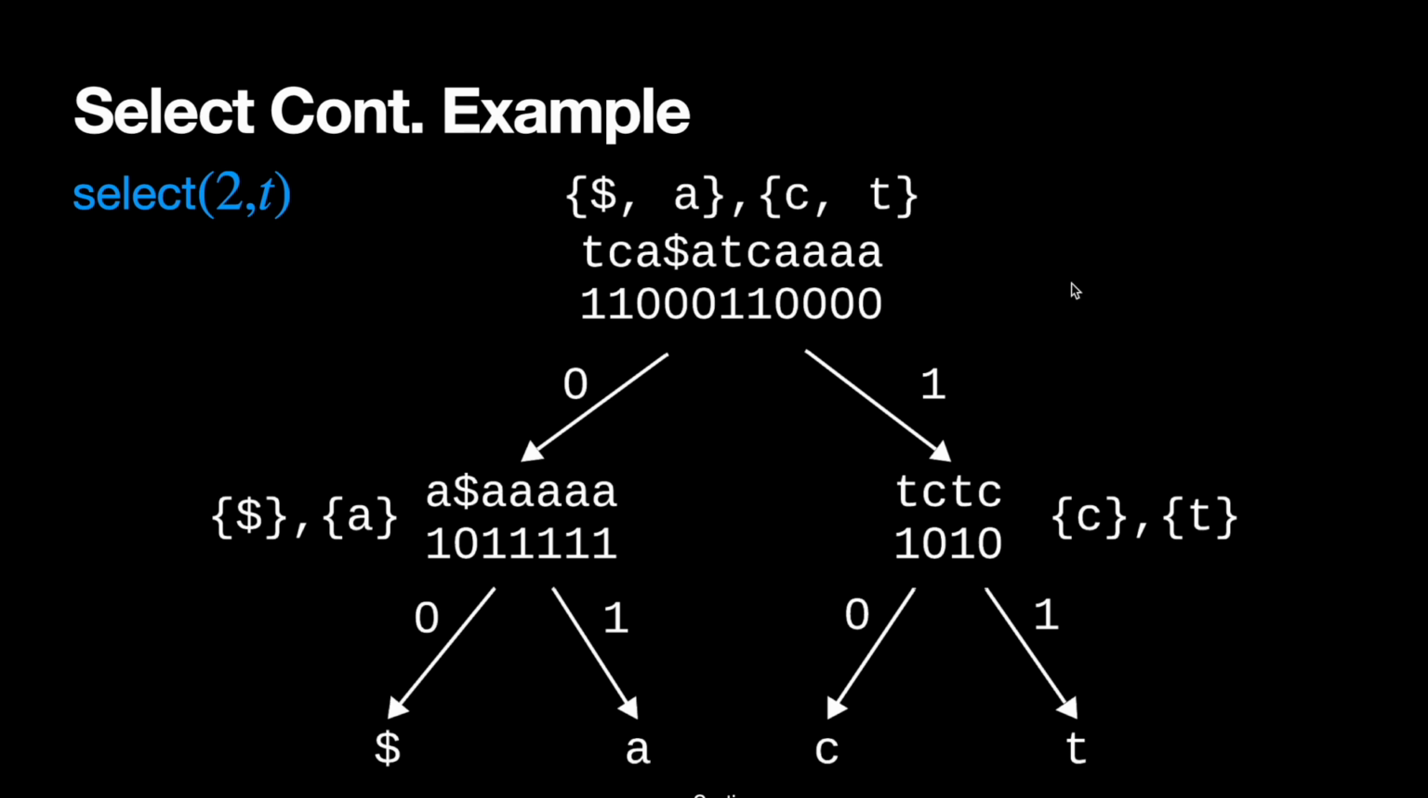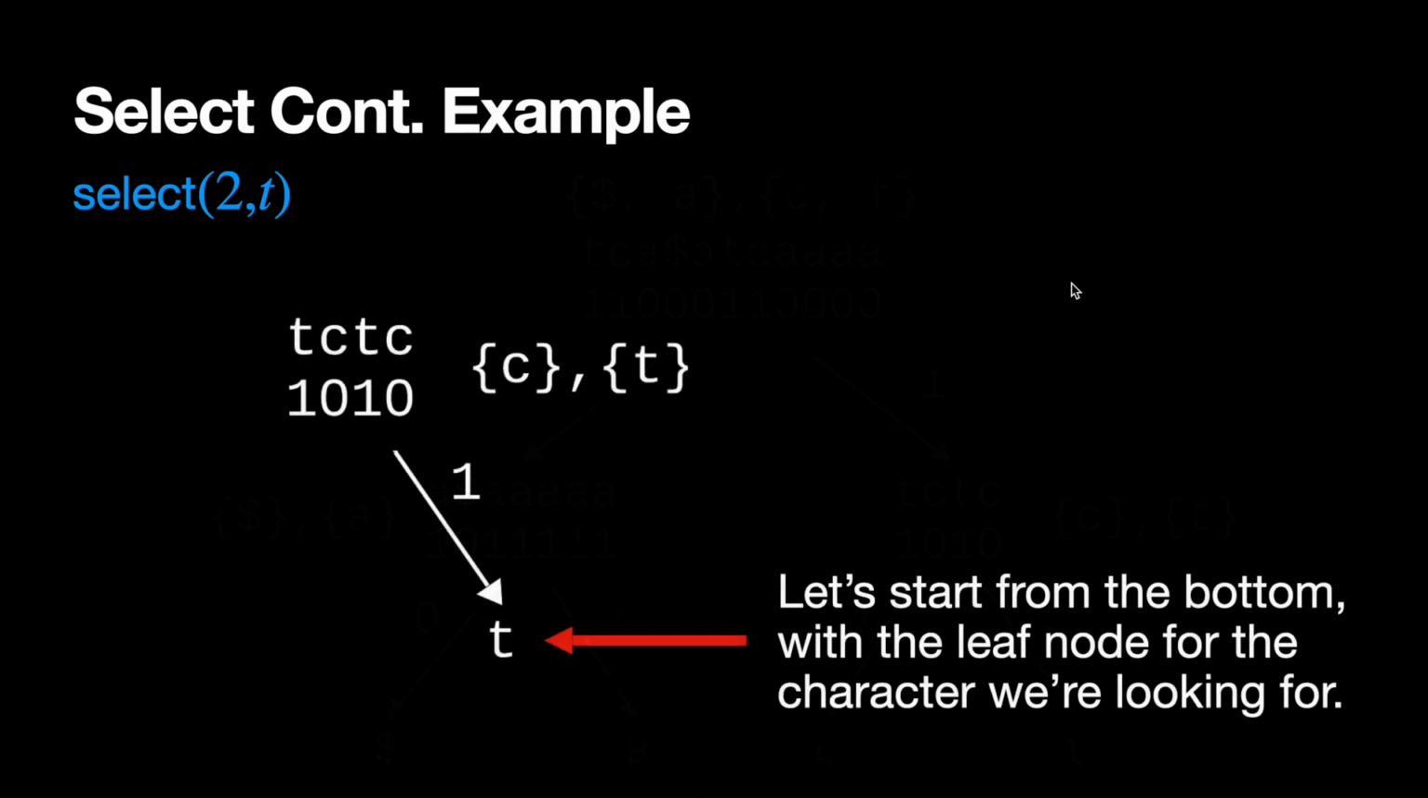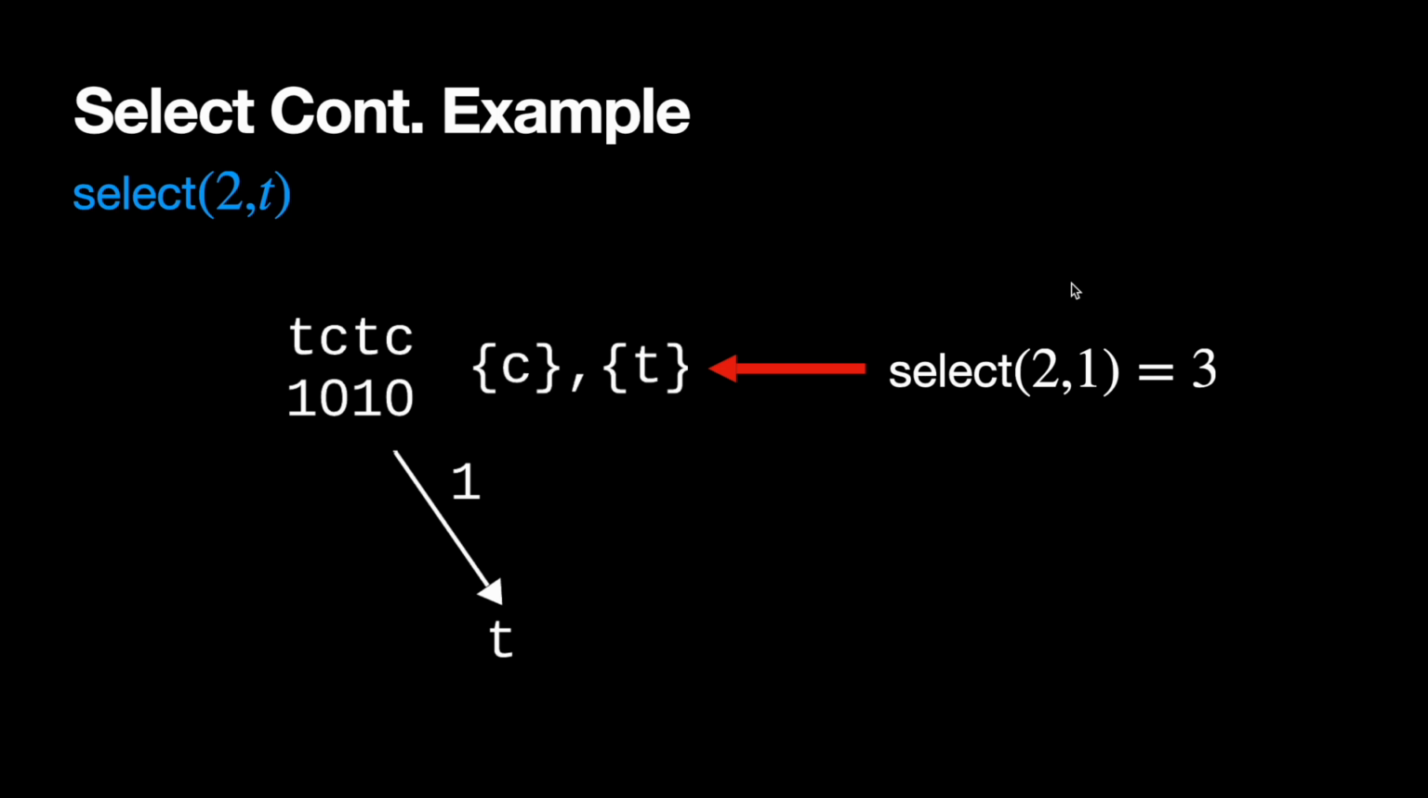So that's what we expect our answer to be. But unlike with rank, we're actually going to be starting from the bottom of the tree, from a leaf node, and going up to the top. Specifically, we're going to be starting with the leaf node which represents the character we're looking for, so in this case, T. You can see that T is in the right partition here as a leaf node, so it's represented by 1 in the bit vector of its parent. And in general with this tree, as with most trees, there's only one parent for each node, so we only have a choice to move up to its parent.